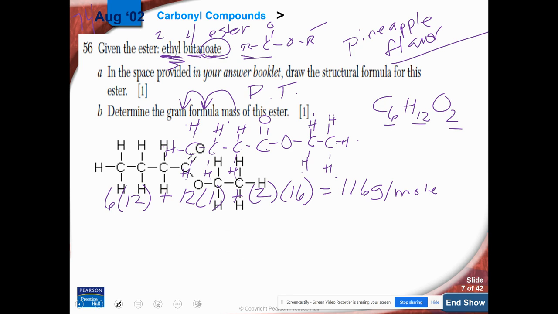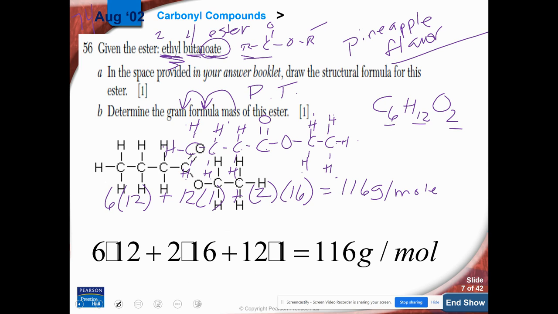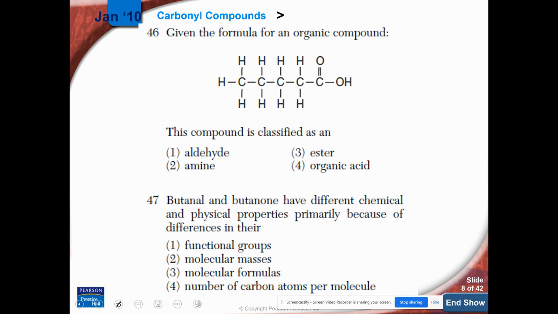Okay, there's our answer, 116 grams per mole. Okay, what can we classify this compound as? First, find something that looks different than all the carbons and hydrogens. So this. Then I go to Table R and I find which one on Table R has this. So I need something with 2 oxygens.